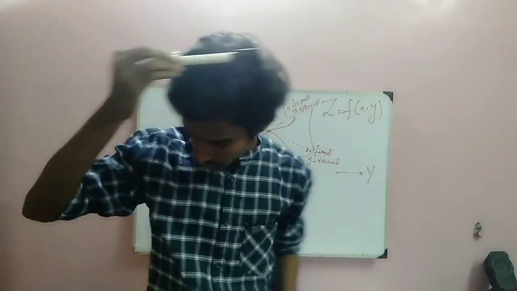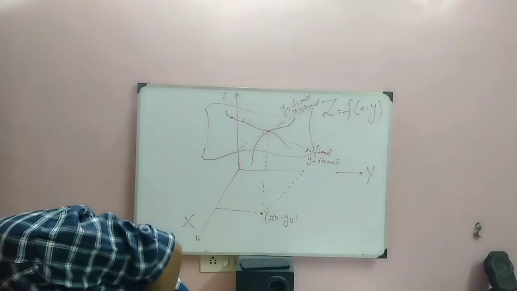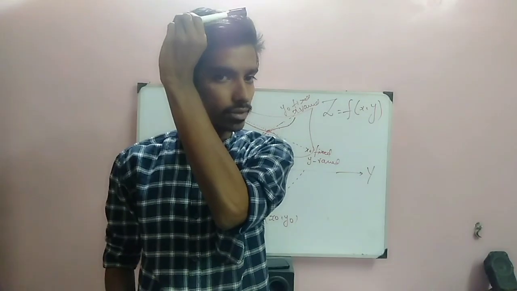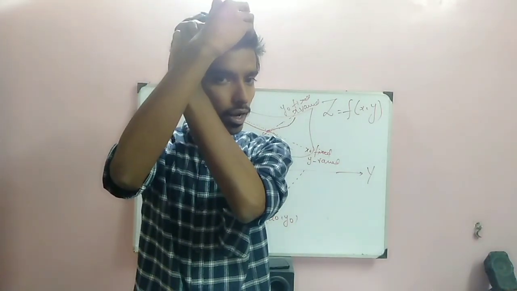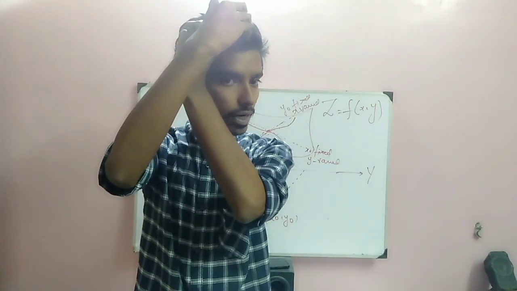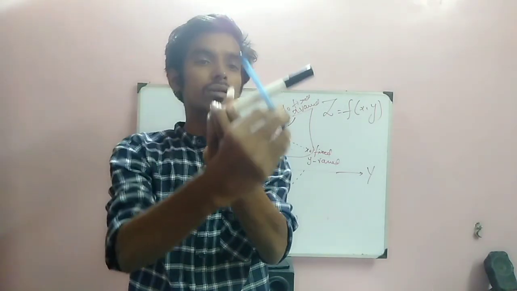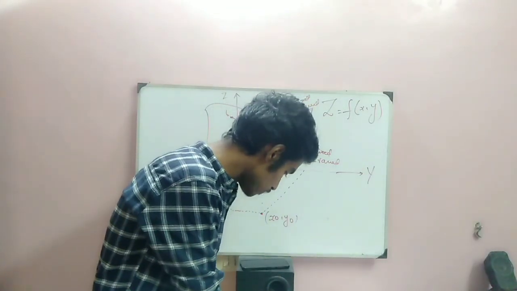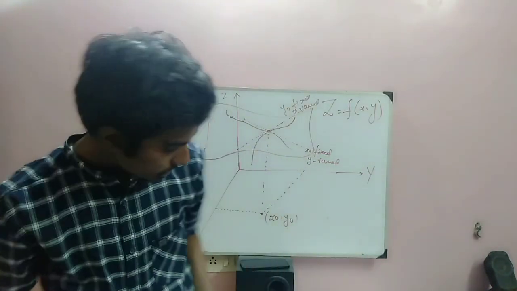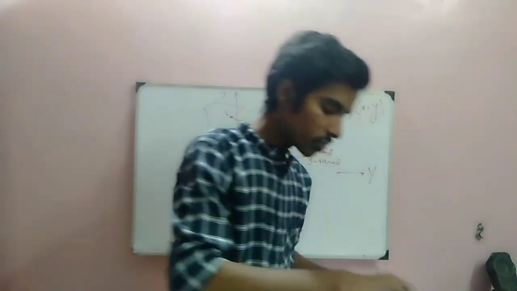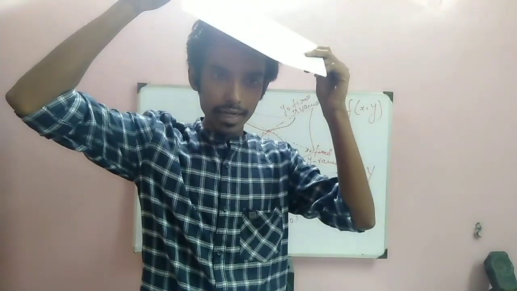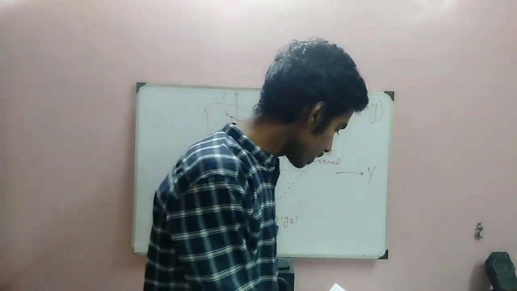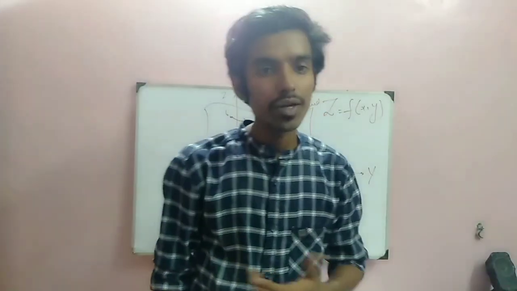So first I fixed x naught and I varied y, I obtained a tangent line like this. Then I fixed y naught and I varied x, then I obtained a tangent like this. So you can see this is a plane. What we have just obtained is a tangent plane for this point, which is our f of x naught, y naught. So that is what partial derivative means.